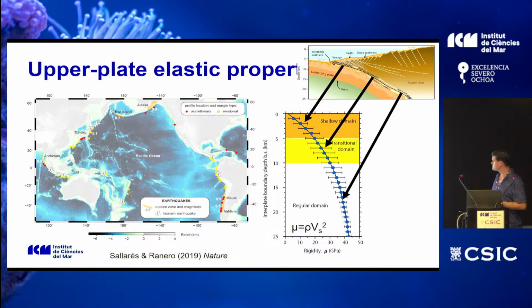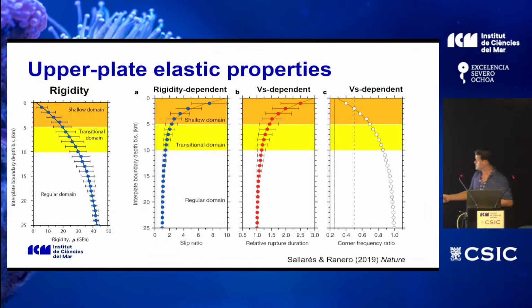So with this distribution over here, with these values of rigidity, one can calculate relative values of slip between the deepest portion of the megathrust and the shallowmost portion. And this is what they did. They used this distribution of rigidity to calculate the slip ratio between the deepest portion of the megathrust and the shallowmost region. And they did the same for rupture duration, for the time of propagation of the earthquake, and for the frequency content of the earthquake.